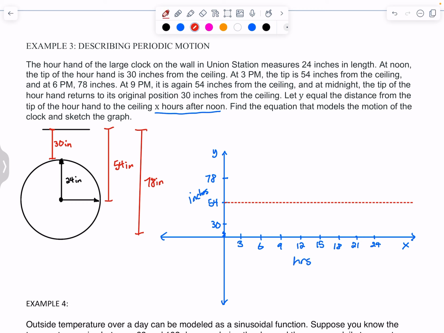Right? And then we're just going to graph this based on the information they gave us. We can even see it from the graph, at 0 at noon, it's going to be 30 inches. And then at 3 p.m., it's 54. And then we just follow our pattern here, and we see our cosine pattern. Or it could be sine, right? It could be either one. We have to determine which one is going to be easier to set up.